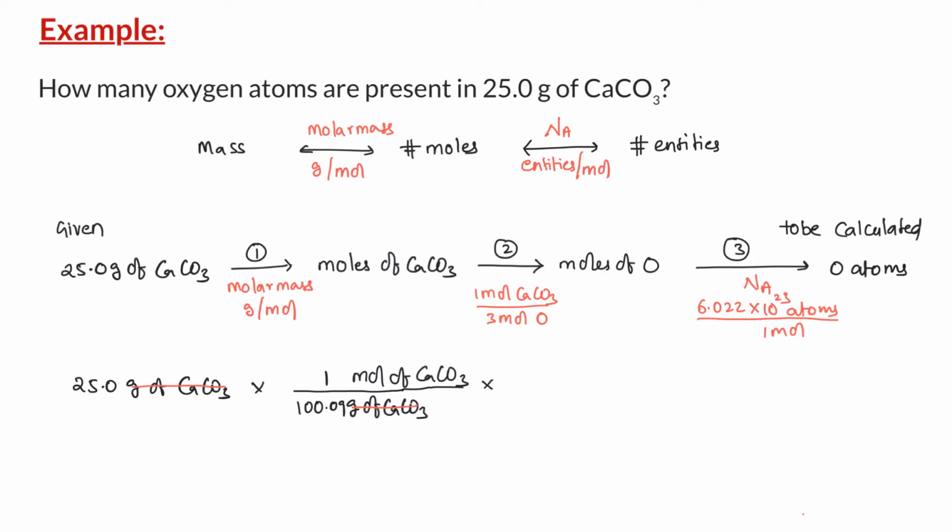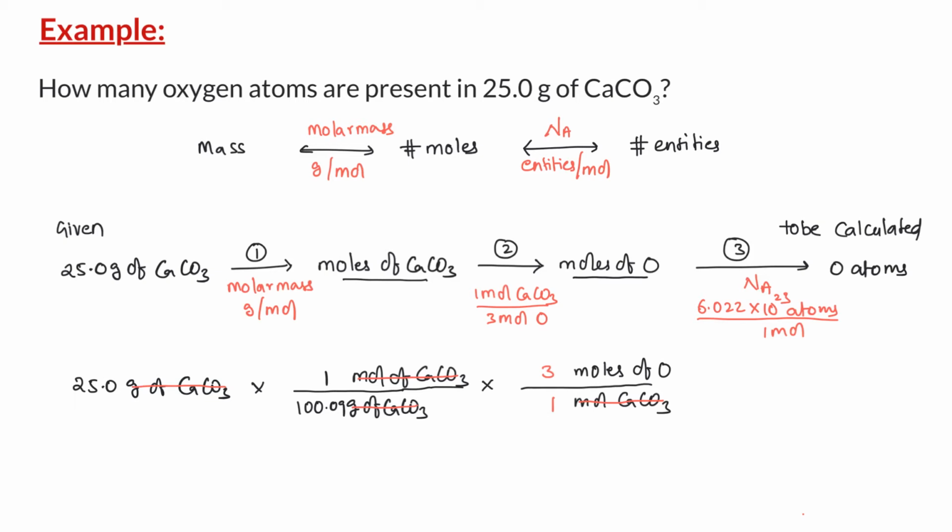Next, I am going to convert the moles of calcium carbonate into moles of oxygen. To do that, we need to multiply this with a conversion factor that has moles of calcium carbonate in the denominator and moles of oxygen in the numerator. According to the molecular formula, for each mole of calcium carbonate, I have 3 moles of oxygen. The moles of calcium carbonate and moles of calcium carbonate get cancelled. Now my answer is in moles of oxygen.